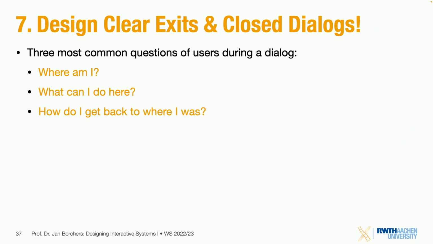The second question people are often asking themselves, all the time really, is what can I do here? Right? What are the available actions? We know this from the 7 stages of action, right? And we're trying to figure out the available actions. And then the third thing is, how do I get back to where I was? Like, how do I retrace my steps? How do I get back to a safe starting point?